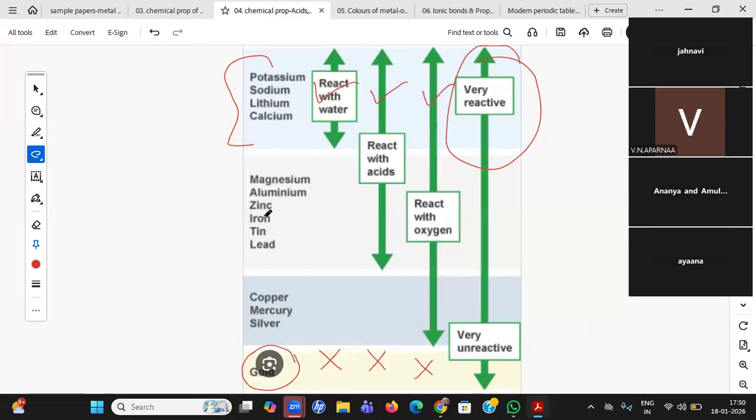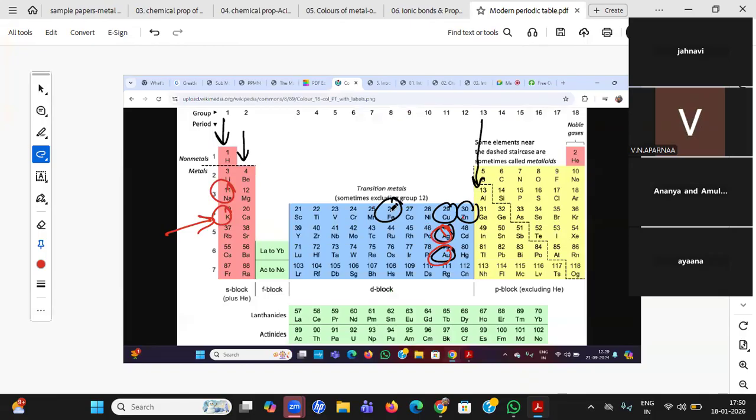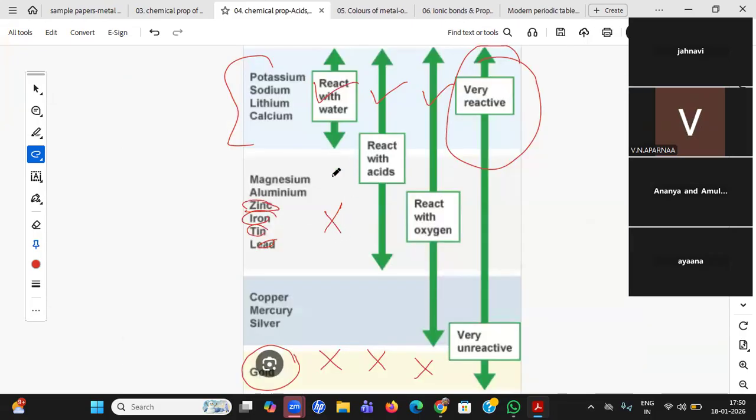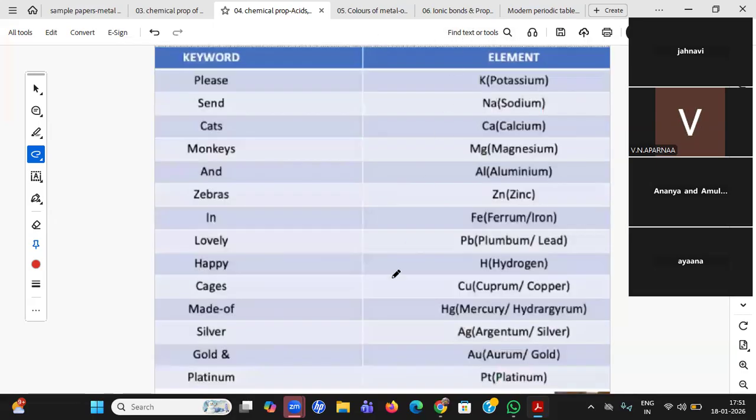The middle groups, with some of the important metals which we have seen today, zinc, iron, copper, are mostly not reacting with water. You see, there is no green color. They react with acid, but at less speed, and with oxygen only on strong heating. In that way, we have finalized the reactivity series. And you know how to remember it: please send cats, monkeys, and zebras in lovely happy cages made of silver, gold, and platinum is what I gave you. Now if you want to remember it the way you have been from the very first session, please continue the same.